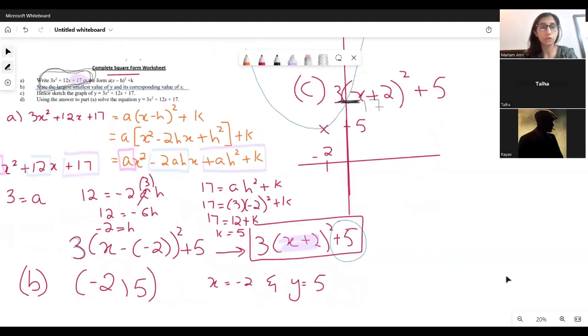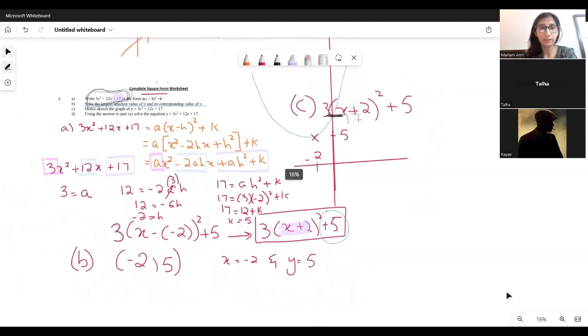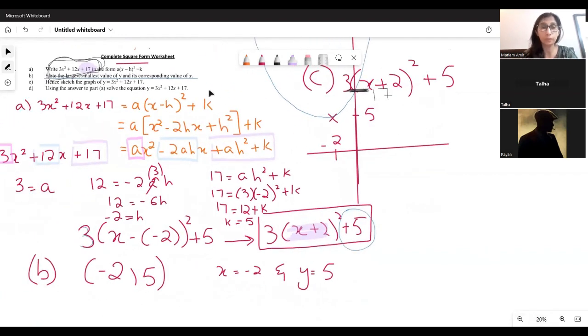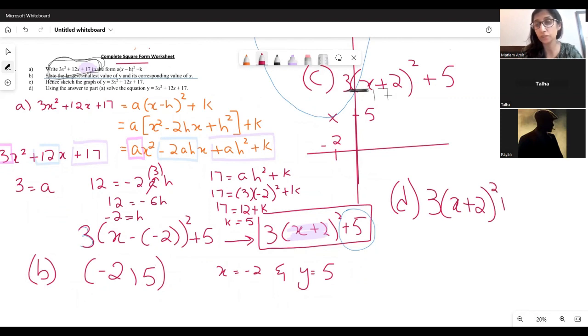Part D. Using your answer to part A, solve the equation y equals 3x² + 12x + 17. Now you can't use factorization, and you can't use the quadratic formula. You have to use the completed square method to solve this, because the question says hence, by using your answer to part A. So now what we'll do, we'll change the expression to 3(x + 2)² + 5. We changed its form.